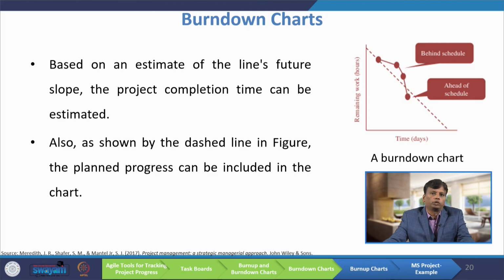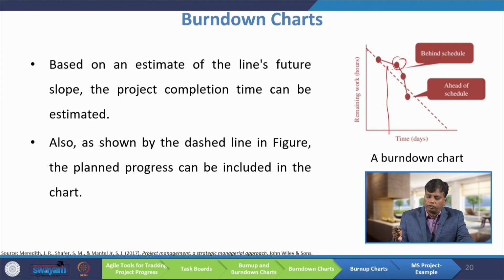Also, as shown by the dashed line in the figure, the planned progress can be included in the chart. The dashed line says the planned progress. For example, this point has to be finished here, but what has happened is we have taken more time, there is a delay. So, it is behind the schedule. If the thick line goes outside the dashed line, that means we are behind the schedule.